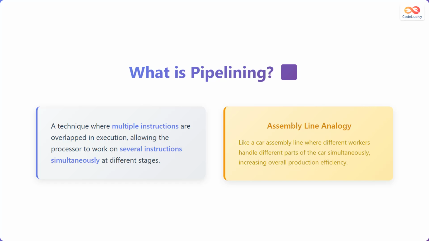Think of it like a car assembly line. In an assembly line, different workers handle different parts of the car at the same time. This simultaneous activity increases the overall production efficiency. Similarly, pipelining improves the efficiency of a processor by allowing it to work on multiple instructions concurrently.